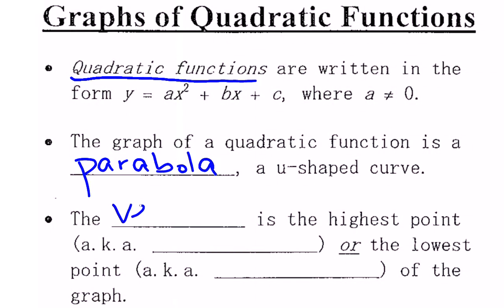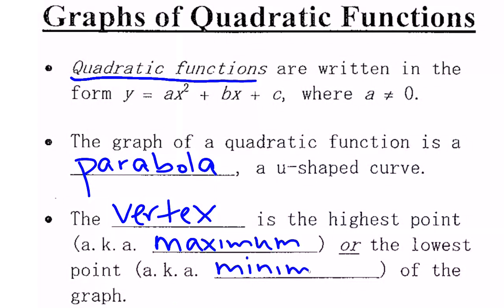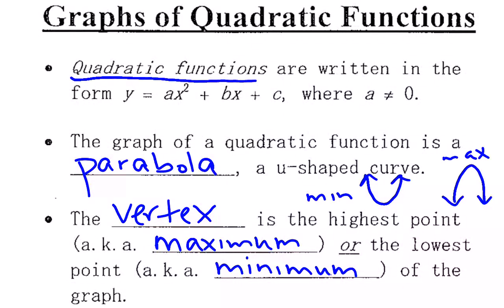The vertex is the highest point, aka a maximum, or the lowest point, aka a minimum. So sometimes we have something that really does look like a U, and we would say that its vertex is a minimum. Or we might have something that looks more like a hill or a mound, and we would call that vertex a maximum.